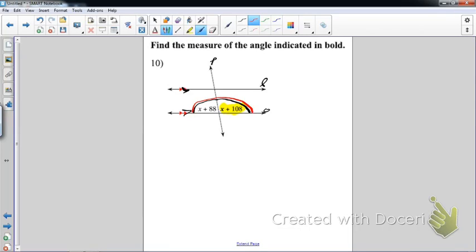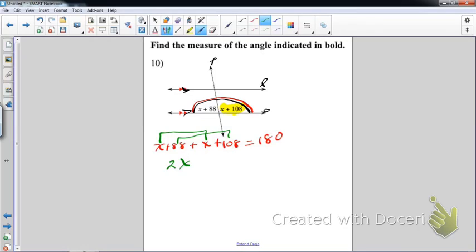So we can say that the addition of these two, so I have x plus 88 plus x plus 108, are supplementary. That means that they're a linear pair, and they're going to equal 180, which is great for us because we know how to do that, right? We take the two that we have. We're going to look at these two together. We have 2x, and then we have 88 and 108.